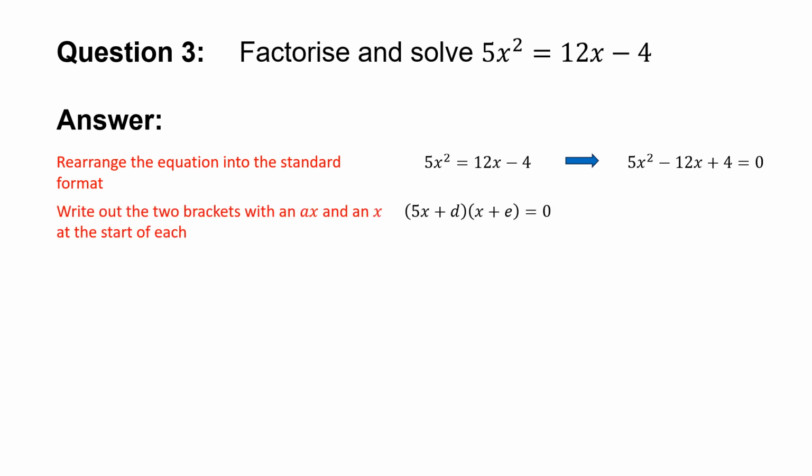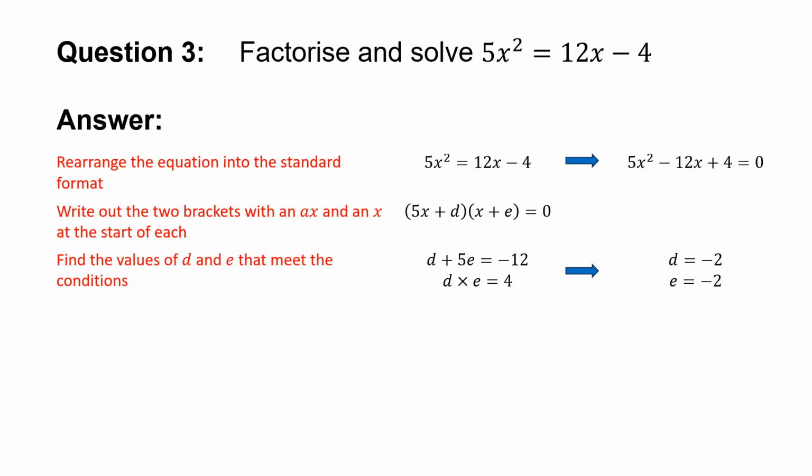Now we're going to write out our brackets. So we have 5x plus d times x plus e equals 0. Now what are our conditions for d and e? Well, we have d plus 5e equals minus 12. And we have d times e equals 4. And as a reminder, that minus 12 is our b term and that 4 is our c term.